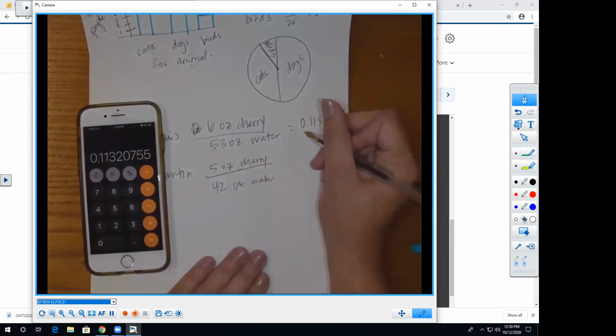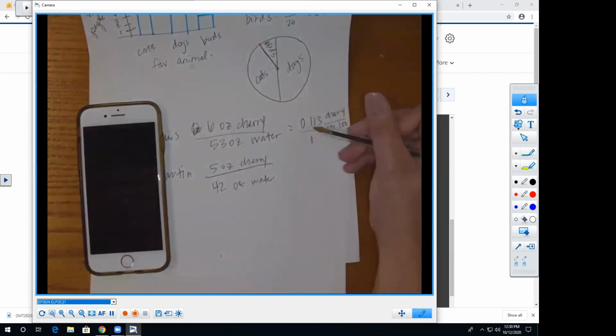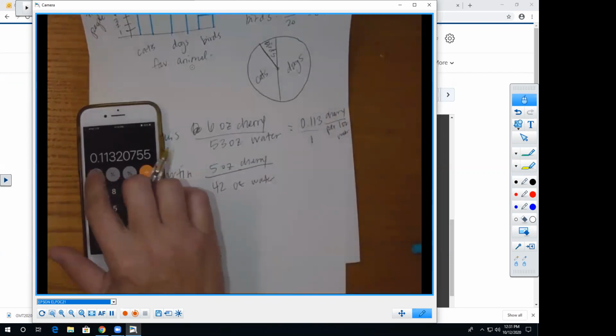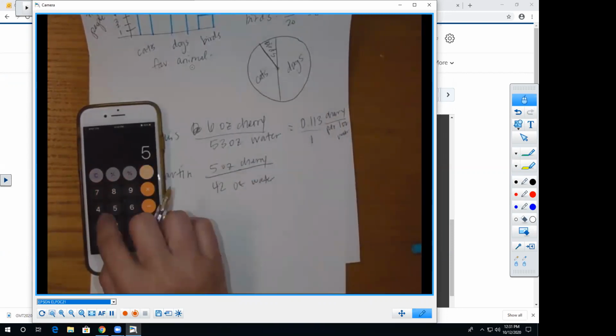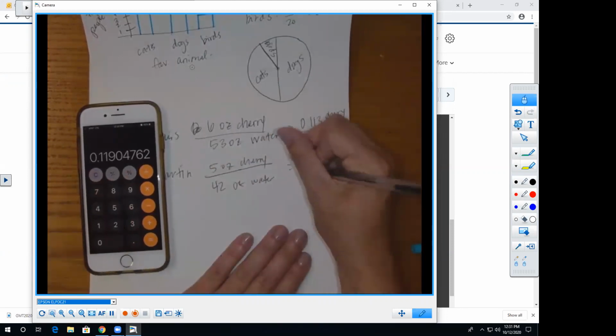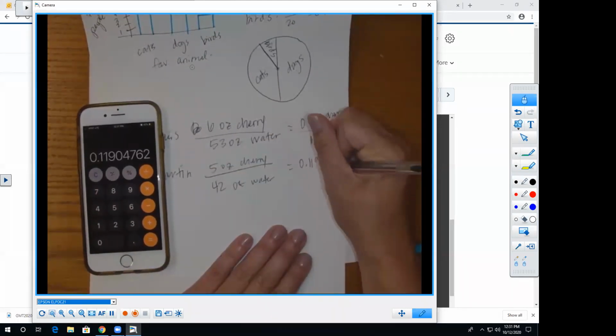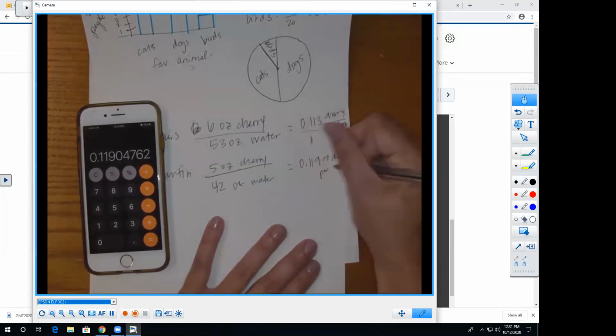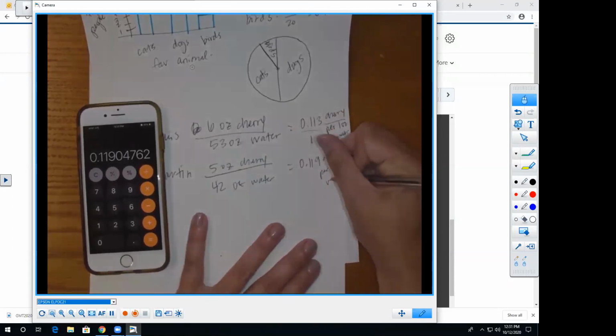Because the denominator here is 1, it's 0.133 ounces of cherry for every 1 ounce of water. We're going to do the same thing with Martin. 5 divided by 42 is 0.119 ounces of cherry per 1 ounce of water.